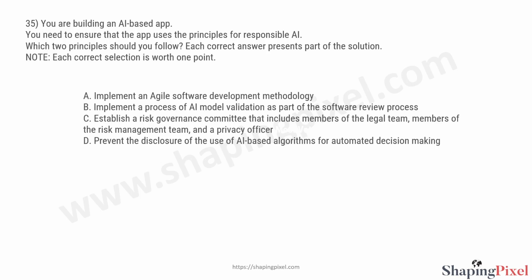Option A, implement an agile software development methodology. Option B, implement a process of AI model validation as a part of the software review process. Option C, establish a risk governance committee that includes members of the legal team, members of the risk management team, and a privacy officer. Option D, prevent the disclosure of the use of AI-based algorithm for automated decision making. So the right answer here is option B and option C.